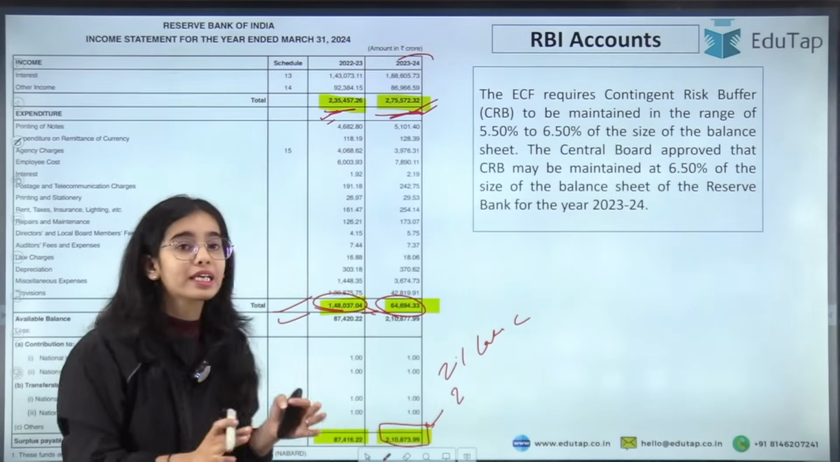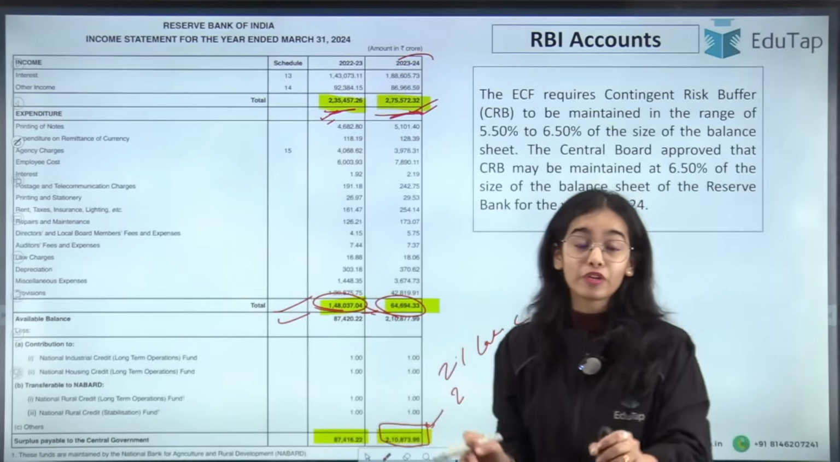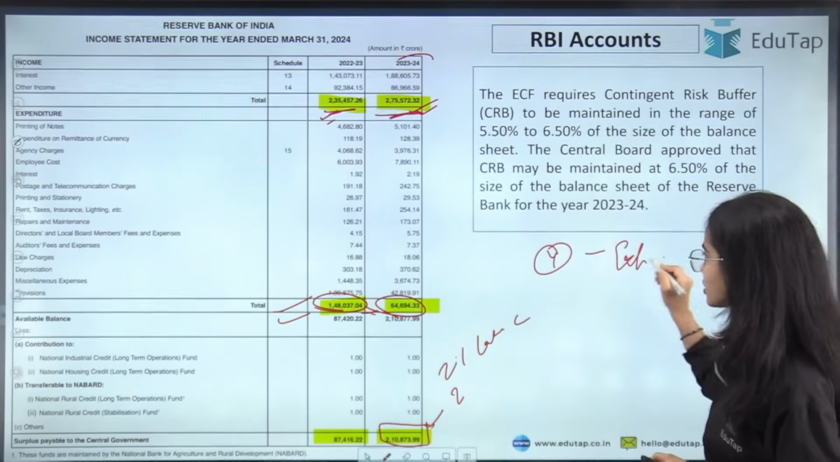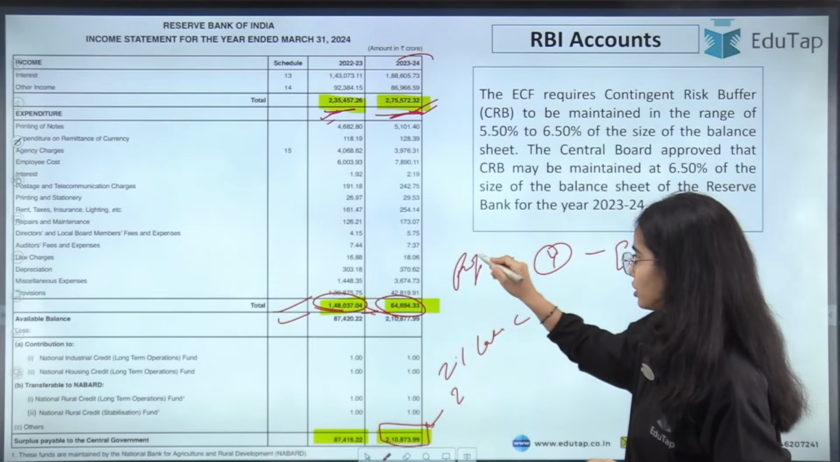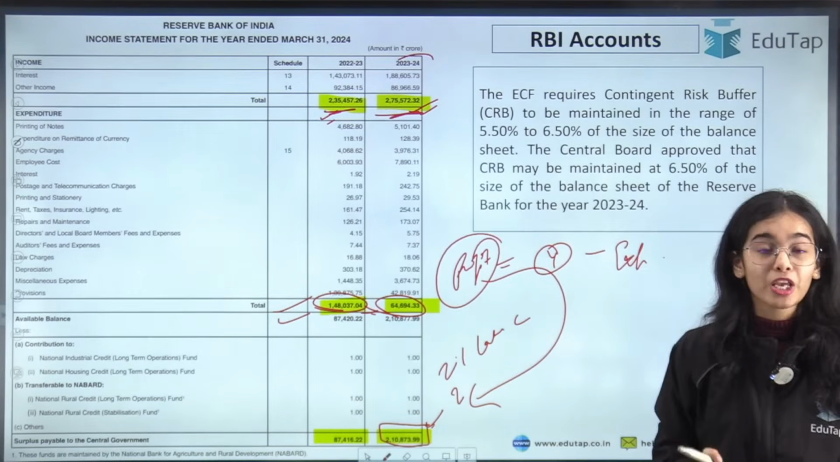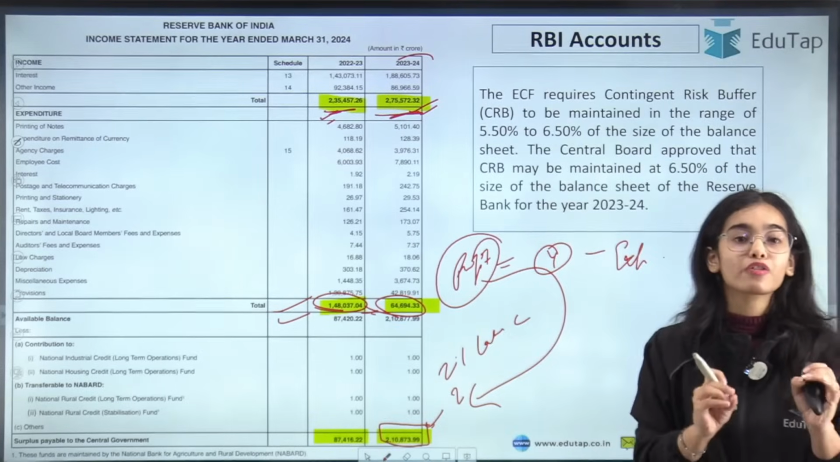There was a huge decrease in the expenditure of the Reserve Bank of India. The income of the Reserve Bank of India minus the expenditure of the Reserve Bank of India is the profit, the surplus that was transferred to the Government of India. The expenditure of the Reserve Bank of India decreased a lot.